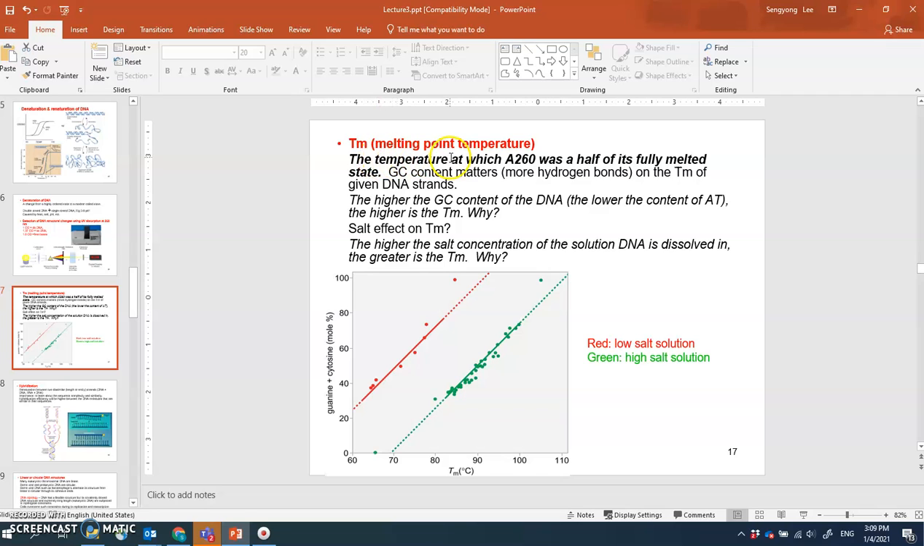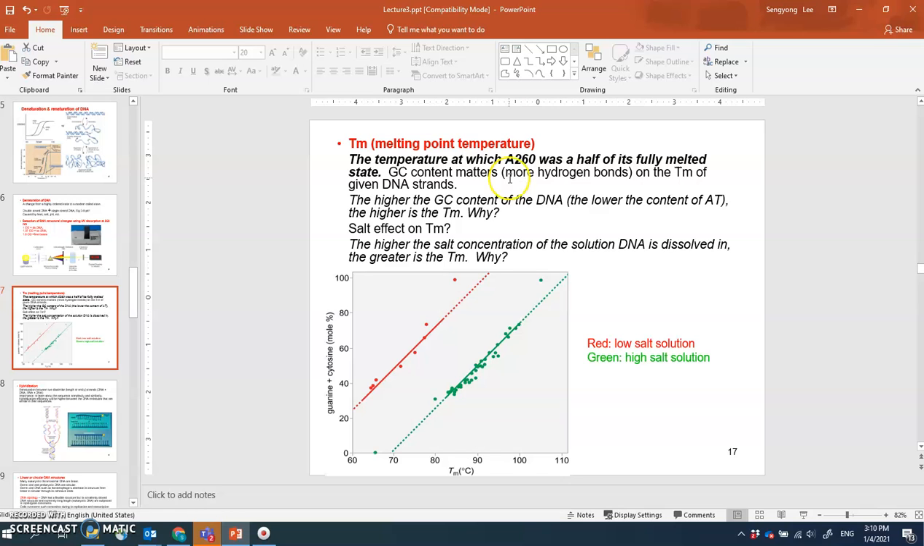The melting temperature can vary based on the DNA sequence. It depends on what nucleotides you have in your DNA. If your DNA has more G's and C's instead of A's and T's, the melting temperature Tm will go up higher, given the same amount of DNA. Does it make sense?